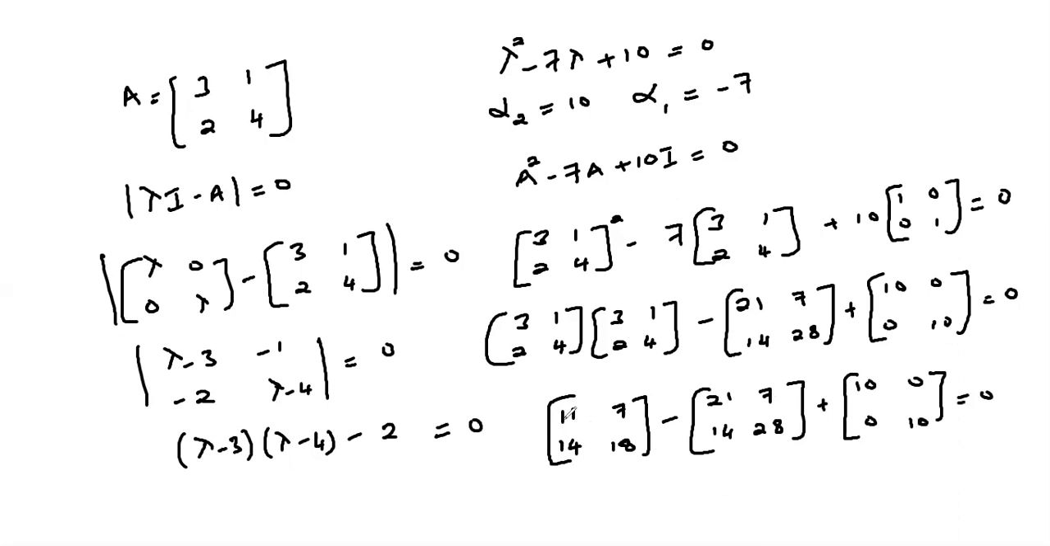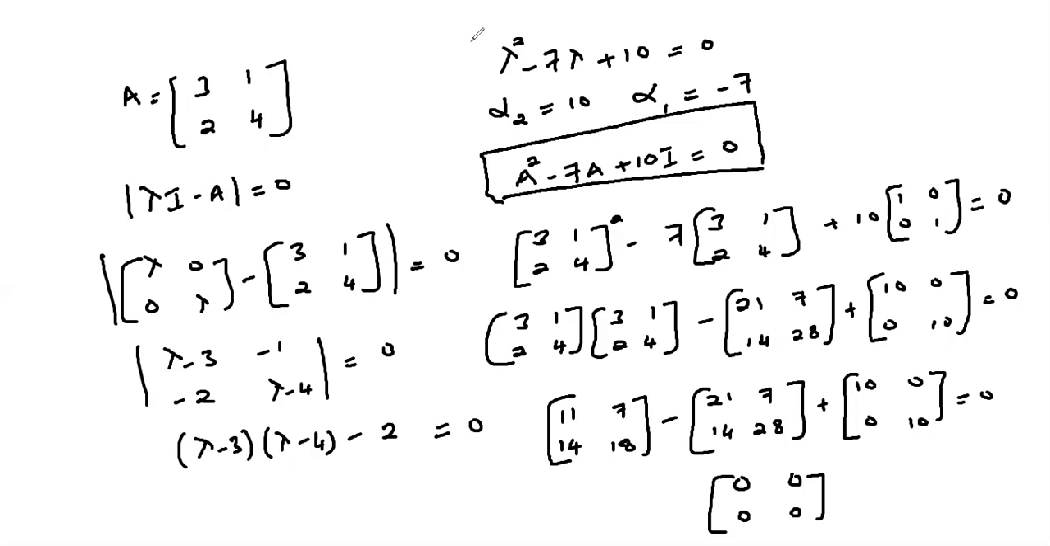Then in the first row we get 11 minus 21 plus 10, which gives us 0. Then 7 minus 7 is 0. 14 minus 14 gives us 0. 18 minus 28 plus 10 will give us 0. And as you can see, if we substitute A for lambda in our characteristic equation, the characteristic equation evaluates to 0, and that is the Cayley-Hamilton theorem.